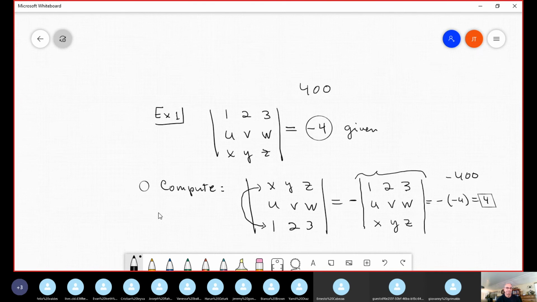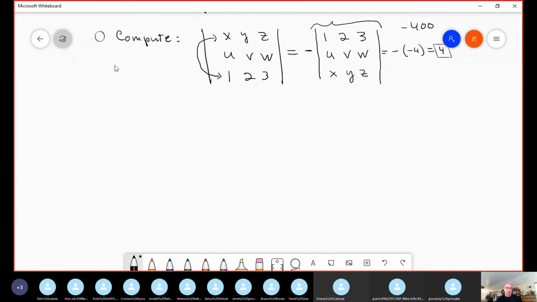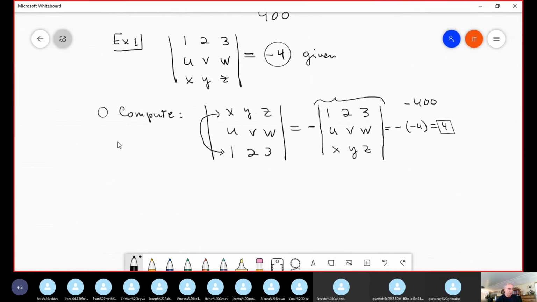Okay? Yes, sir. Let's move on to example 2, which is very similar. Again it's given that this determinant is negative 4, not 400. Forget about 400 for a moment. And you need to compute this one: X, Y, Z, U, V, W, and 2, 4, 6.